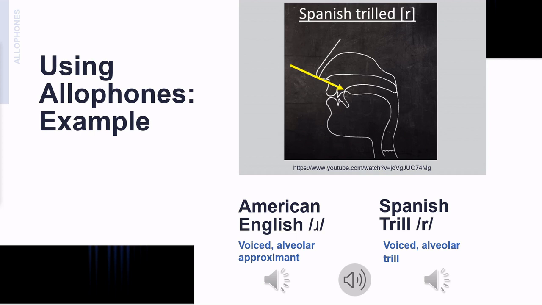In addition to these allophonic variants, there are similar R sounds in other languages that could be substituted for the American English R, such as the trilled R. Let's listen to a speaker using the American English R and then a trilled R from Spanish.